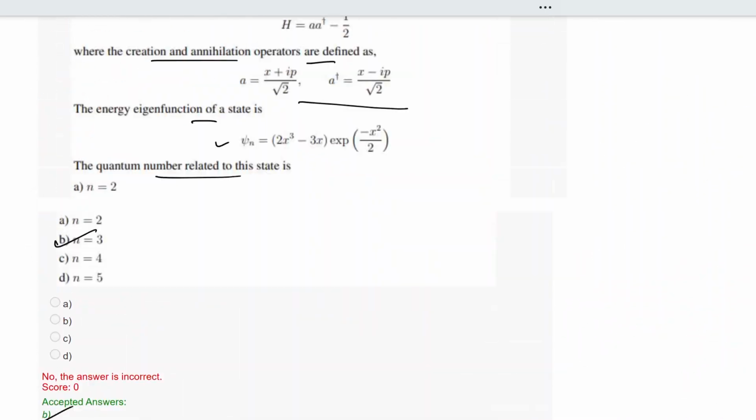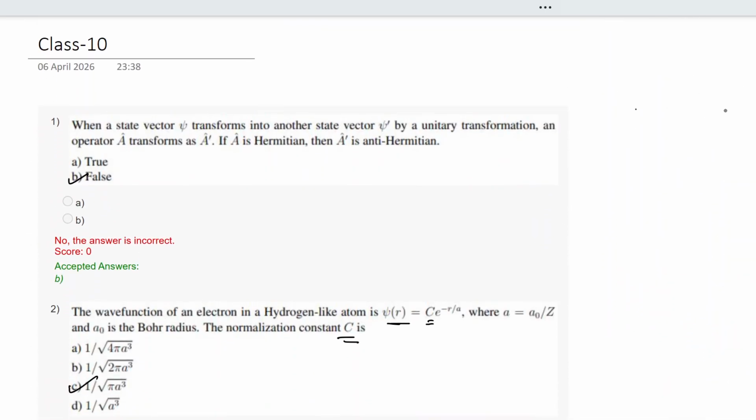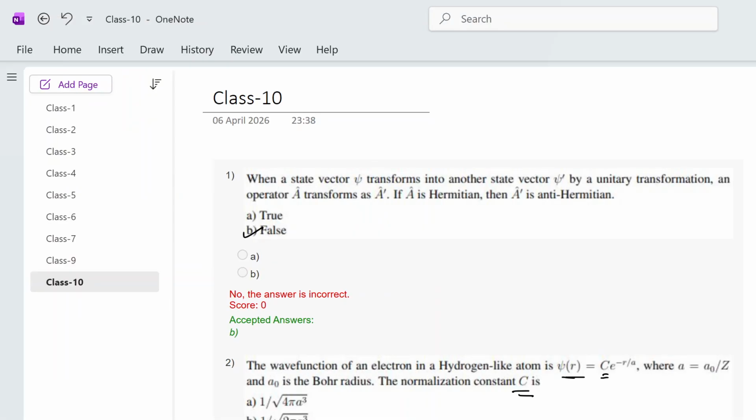So with this we have also solved this class 10 or week 10's assignment problems. We'll be discussing the next one next week in the next tutorial.